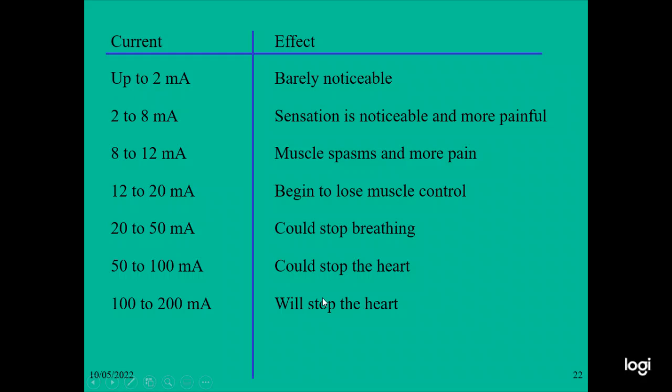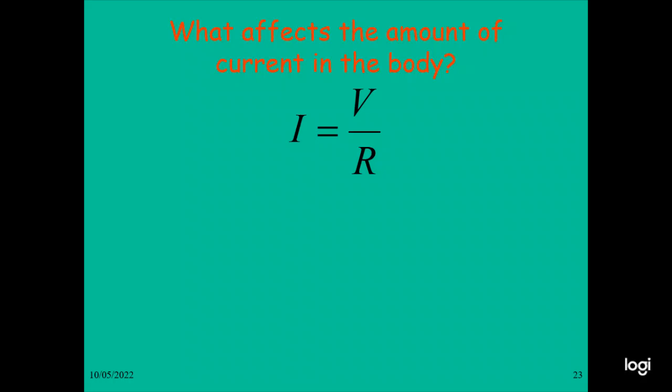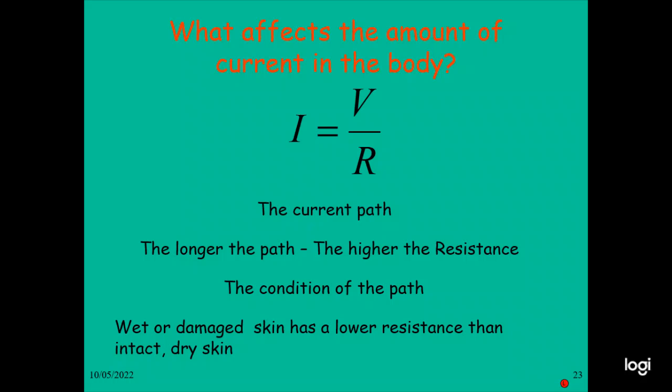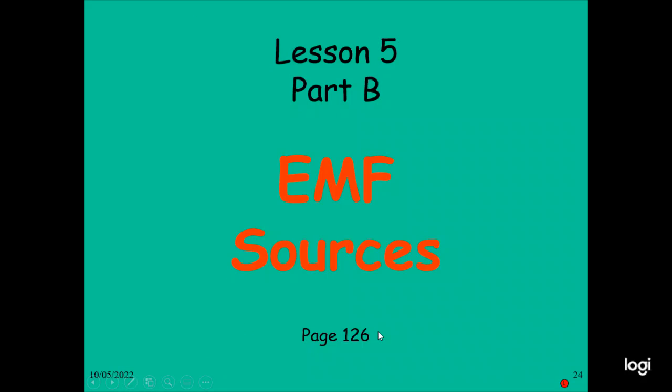100 to 200 milliampere will stop the heart. Above 200 milliampere, all of the above and severe burns. So what affects the amount of current in the body? I equals V by R. The current depends on the length of the path: the longer the path, the higher the resistance, and on the condition of the path. Damaged skin has a lower resistance than dry skin.